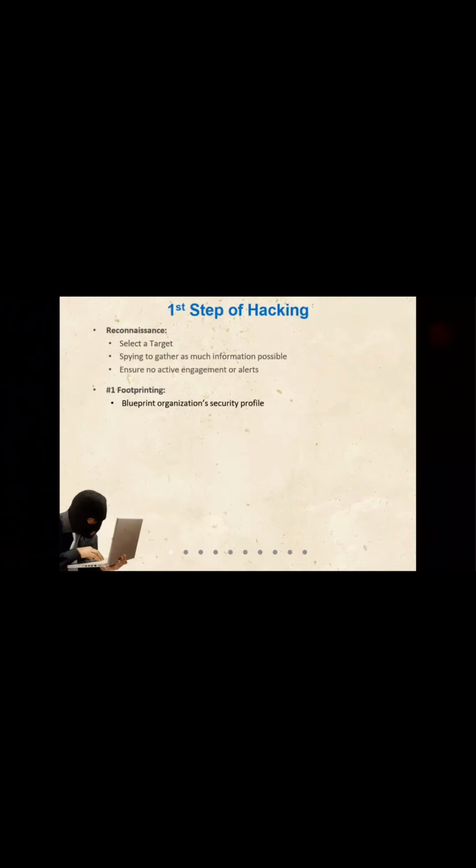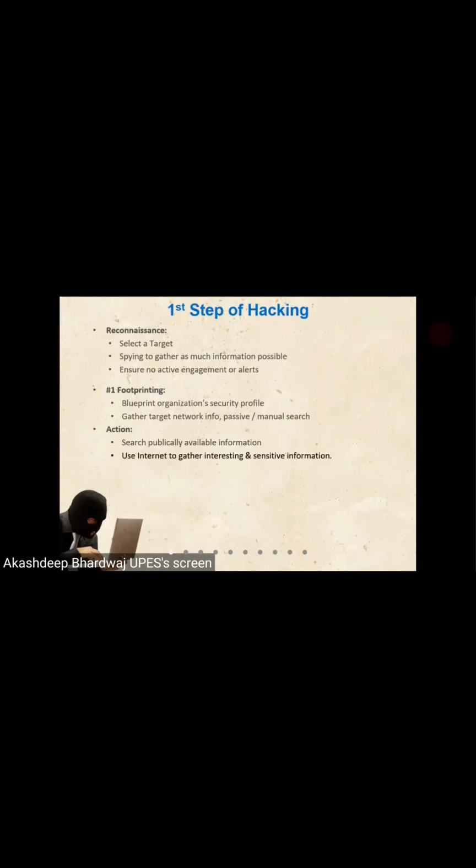And when I say target, it can be a machine, it can be a human, it can be a data center, it can be a domain, anything, right? Which is anything that I'm going to attack. Then you gather target information using passive manual searches, right? So the idea, or the why we are doing footprinting, is basically to search publicly available information globally on the internet. So you use the internet to find out interesting and sensitive information, not any information that is there.